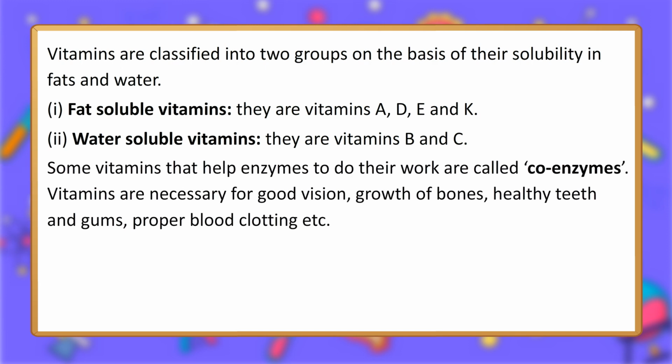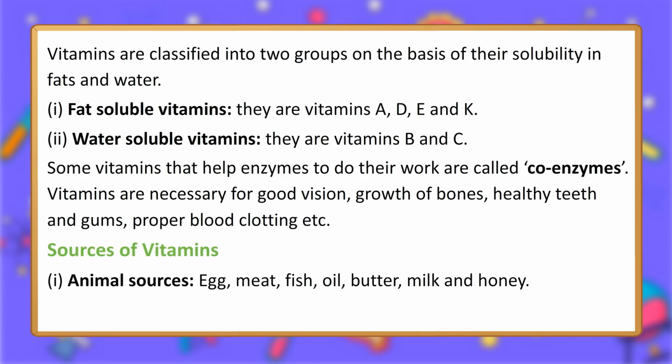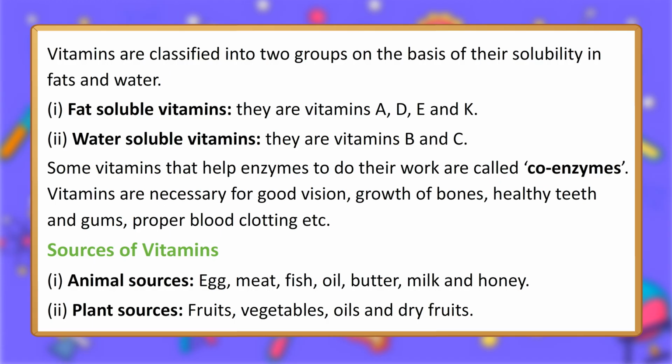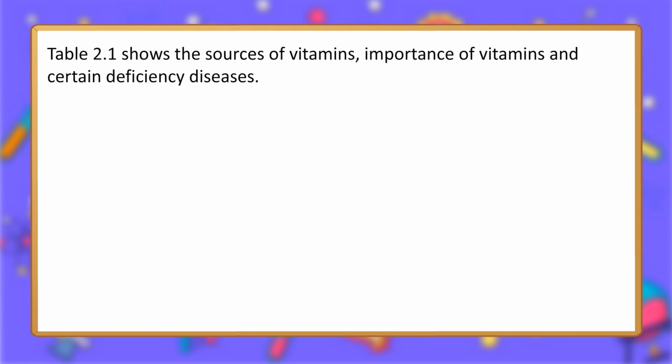Some vitamins that help enzymes to do their work are called coenzymes. Vitamins are necessary for good vision, growth of bones, healthy teeth and gums, proper blood clotting, etc. Sources of vitamins. Animal sources: egg, meat, fish, oil, butter, milk and honey. Plant sources: fruits, vegetables, oils and dry fruits. Table 2.1 shows the sources of vitamins, importance of vitamins and certain deficiency diseases.